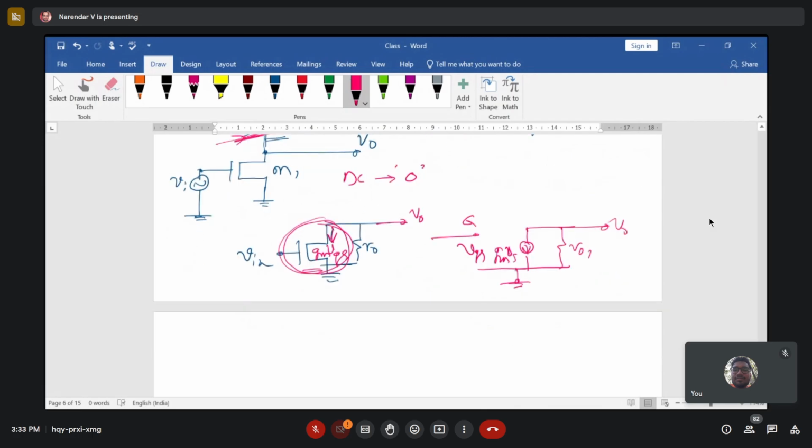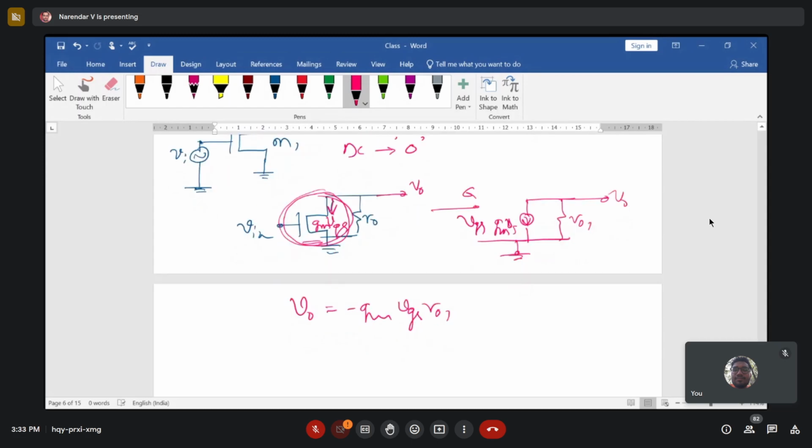Now if you calculate V out from the small signal equivalent model, it is equal to minus gm times VGS into R01, because the resistor is in parallel with gm times VGS. And now VGS is equal to V input, so V0 by Vin is equal to minus gm times R01.